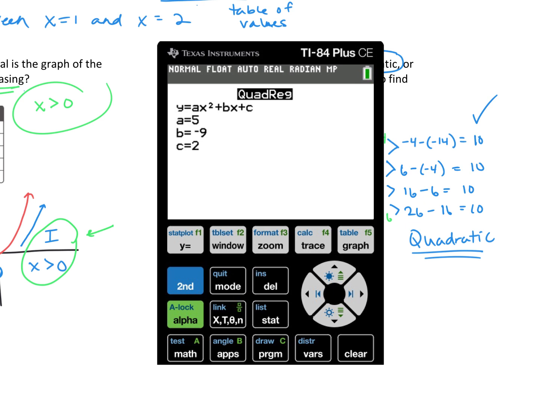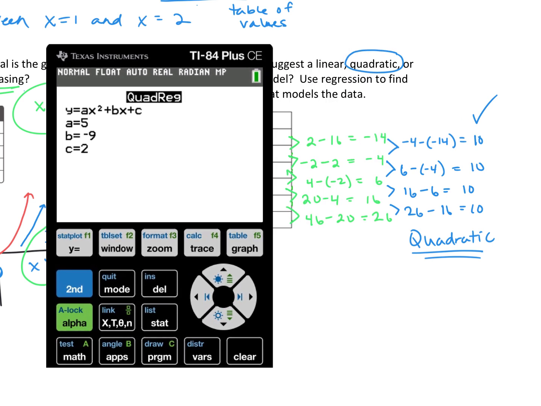All right, and here's the final screen where we're going to get our answer. So we can see we have a quadratic regression. They're telling us standard form, y equals ax squared plus bx plus c. And then they're giving us the a, b, and c values to plug in when we write our own function. So a is going to be 5, b is -9, and c is 2. So get that out of the way, and we can go ahead and write our function.